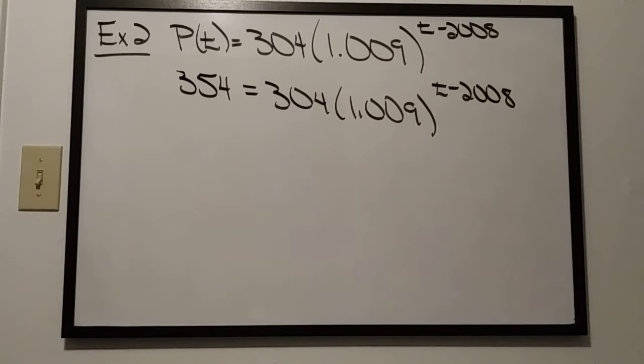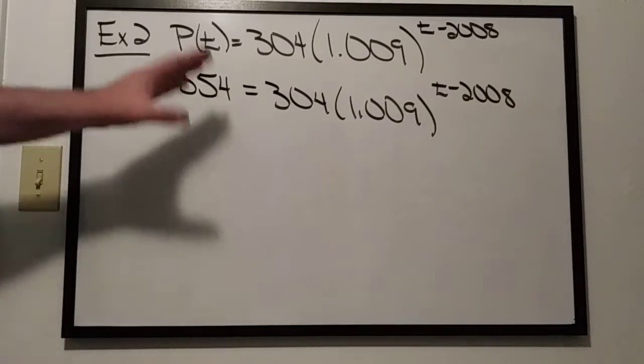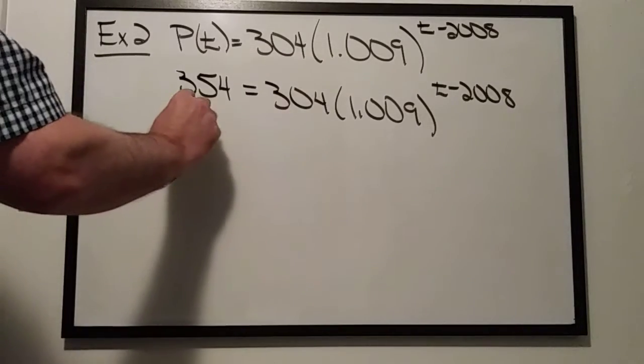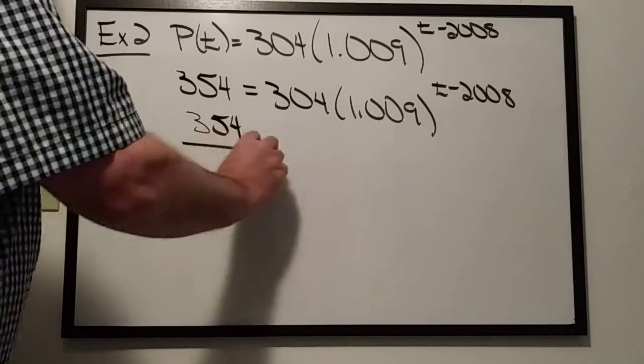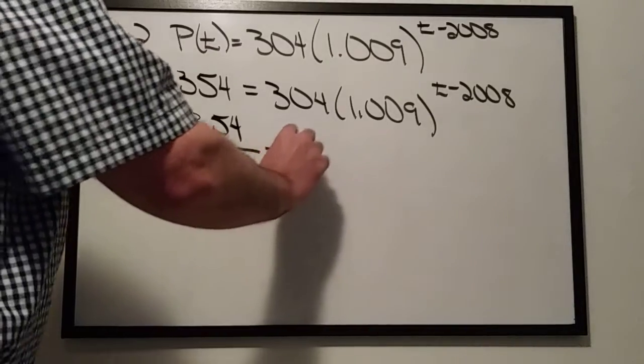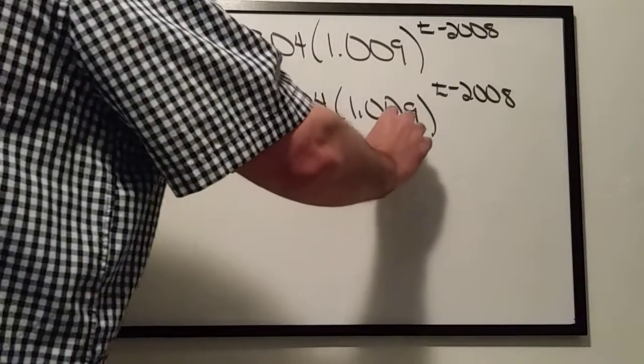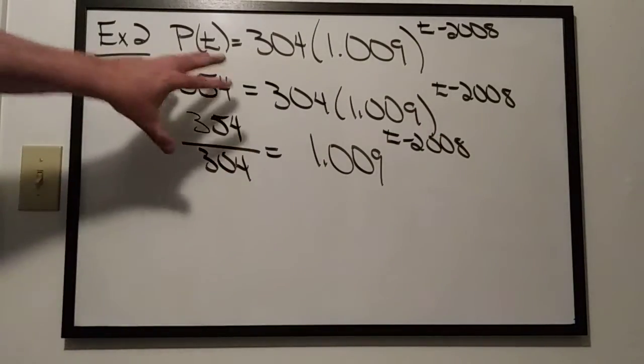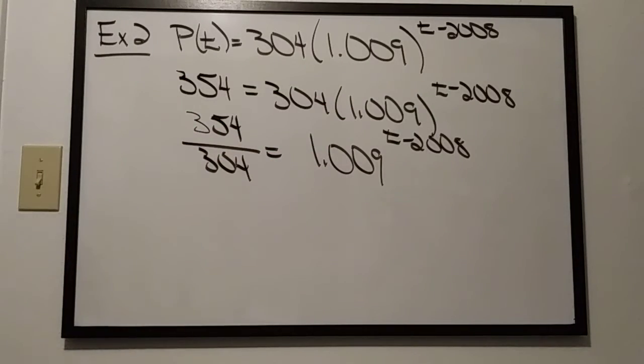So now that we have this, our goal is to solve for t. This is an exponential equation. So thinking about some of the things we've been talking about, one of the first things that I notice here is that on the right-hand side, I don't have just my exponential expression. So I want to isolate my exponential expression. So to isolate, I need to divide both sides by 304. So I have 354 divided by 304, and that's going to equal 1.009 to the t minus 2008 power.